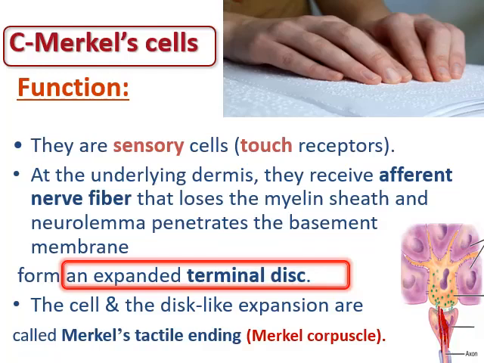which lose their myelin sheath and penetrate the basement membrane. Penetrate, as we see here, the basement membrane. This is the nerve. It penetrates the basement membrane and forms an expanded terminal disc. It is called Merkel corpuscle or Merkel's tactile ending.